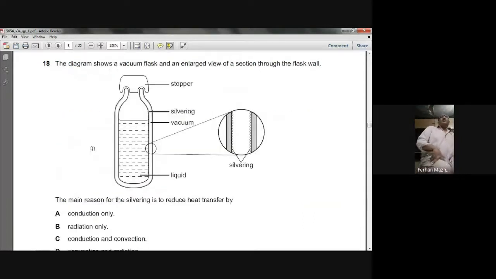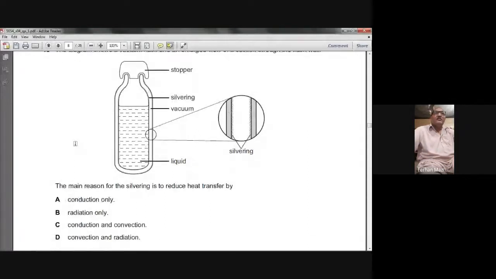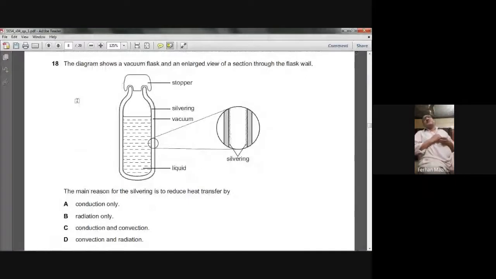The diagram shows a vacuum flask and an enlarged view of a section through the flask wall. The main reason for the silvering is to reduce the heat transfer by. When you put a silver color, the silver color is good for one thing. It reduces the transfer of heat by radiation. It cannot stop conduction. It cannot stop convection. It is good to reduce the heat loss by radiation.